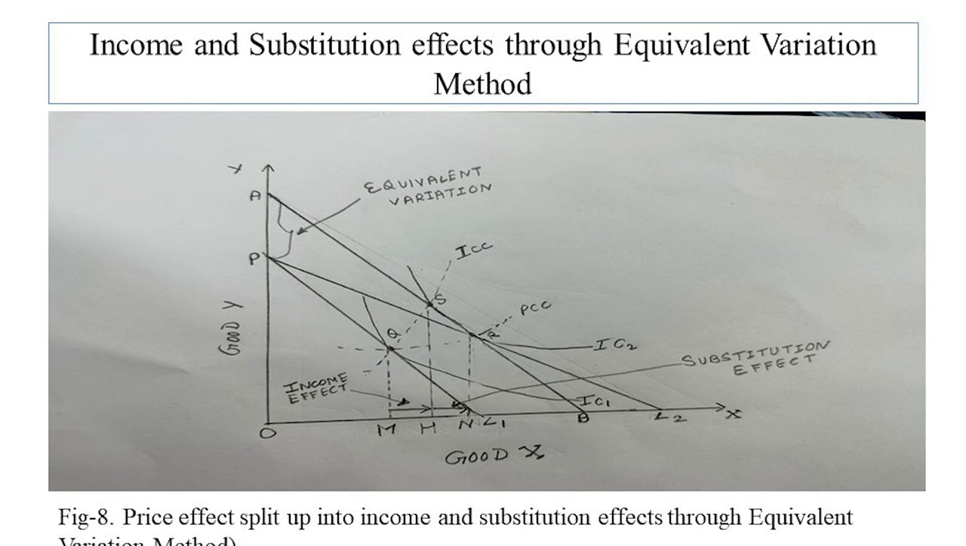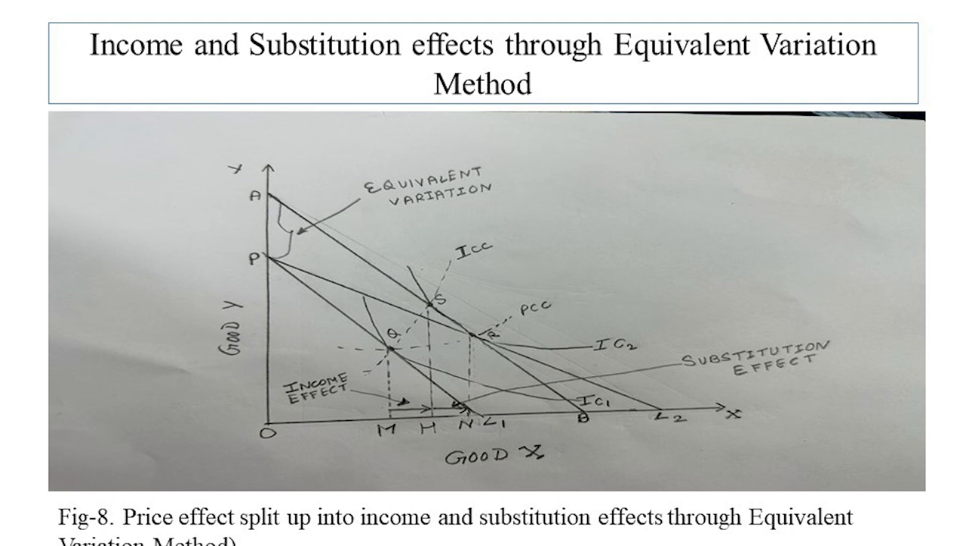It will be seen from figure 8 that with price line PL1, the consumer is in equilibrium at Q on indifference curve IC1. Suppose price of good X falls, price of Y and his money income remaining unaltered, so that budget line is now PL2. With budget line PL2, he is in equilibrium at R on indifference curve IC2. Now a line AB is drawn parallel to PL1 so that it touches the indifference curve IC2 at S. It means that the increase in real income or purchasing power of the consumer as a result of the fall in price of X is equal to PA in terms of Y and L1B in terms of X.